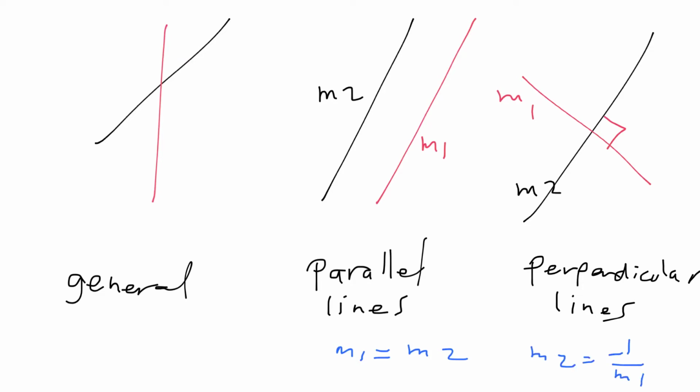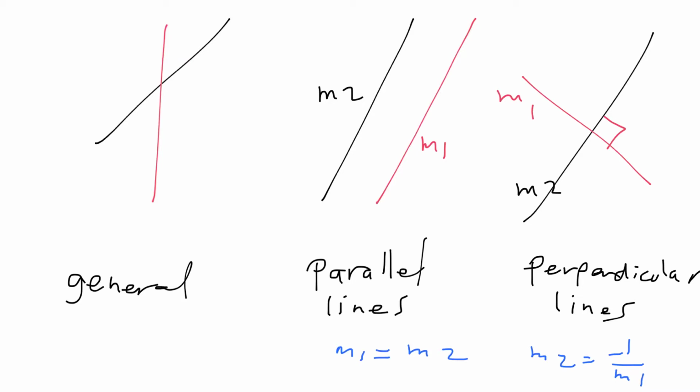You do two things. You change the sign. So if this is positive, this will become negative. If this is negative, this will become positive. The other thing, this becomes upside down. You invert the fraction. How do you invert the fraction? For example, if m1 is 2, this will be minus 1 over 2. If m1 is 2 over 3, what will happen? It will become minus 3 over 2.